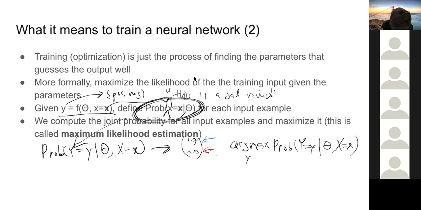But of course, this was just for a single input data, right? So if we have multiple training data input points, then of course, for the generalization in terms of statistics, we want to utilize all those input data and compute the joint probability for all input examples and maximize it.